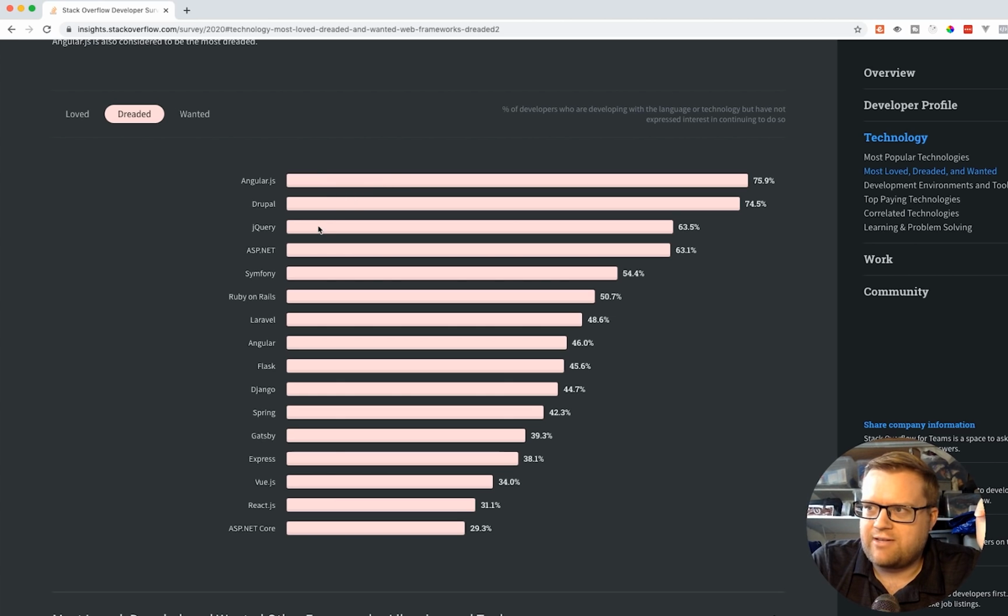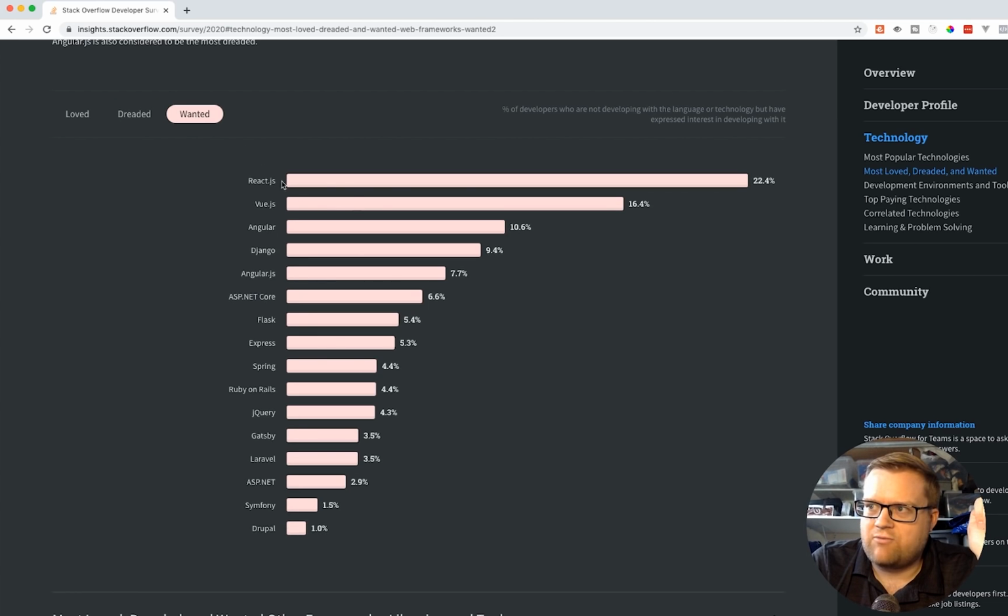Drupal, jQuery. It's funny, people really hate on jQuery, even though it's one of the most popular web frameworks. Or, I guess not most popular, but it's still being used or popular. And then Angular is somewhere in the middle. So it's definitely not as hated as some people think. And of course, Vue and React are the least hated.